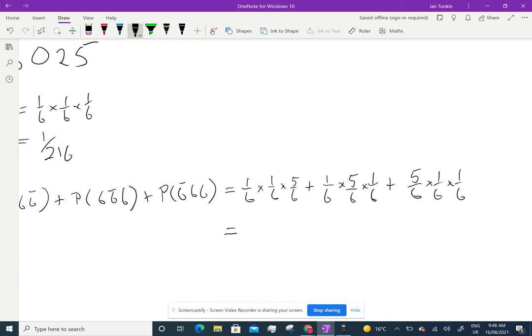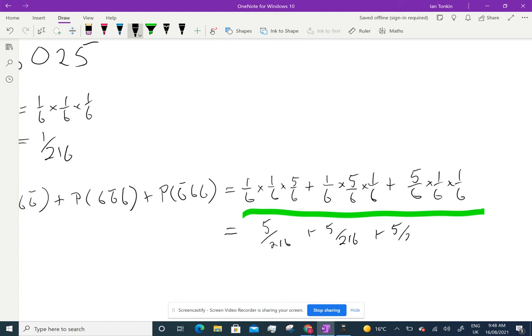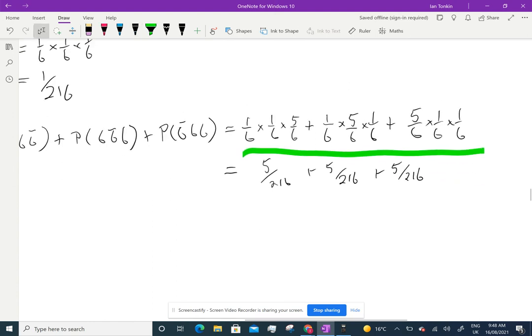And then you pump that in your calculator. Please make sure you write that line, because probability is very easy to not get marks if you write a bald answer. Anyway, all of those add up to 5 on 216, plus 5 on 216, plus 5 on 216, which gives me 15 on 216. And the back of the book's telling me that that's 5 on 72.